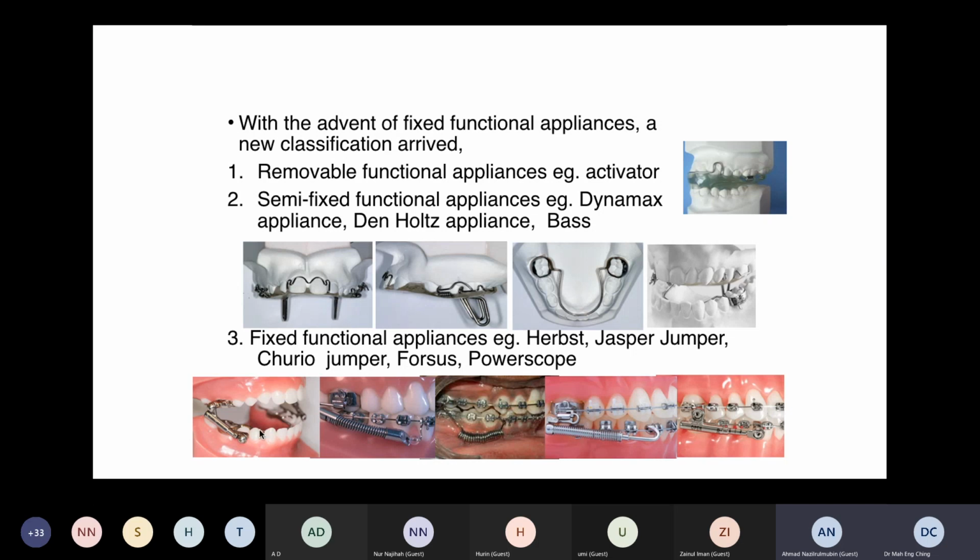So this one is a Forsus, I think. No, sorry, this one is the Herbst, then this one is the Forsus, then this one is a PowerScope, and this one is a Jasper Jumper. So there are many designs, but all work the same. We're just pushing the lower jaw forward, then pushing the upper jaw backward.